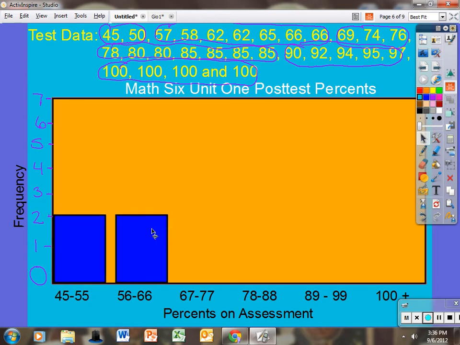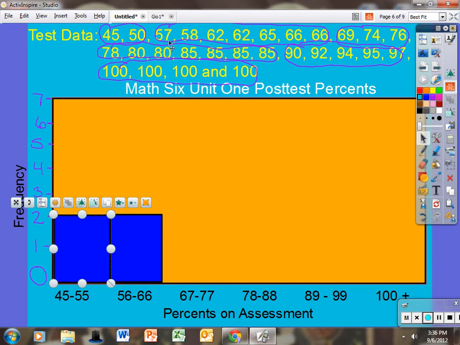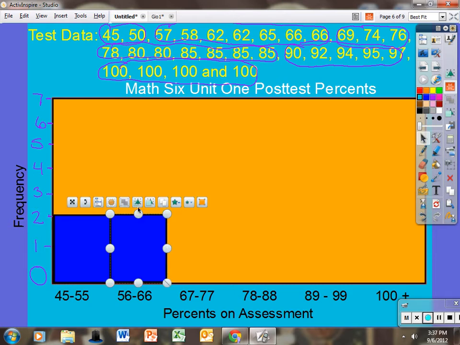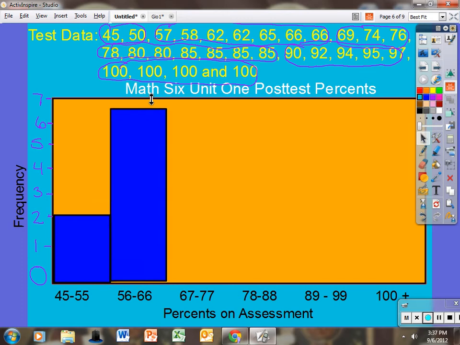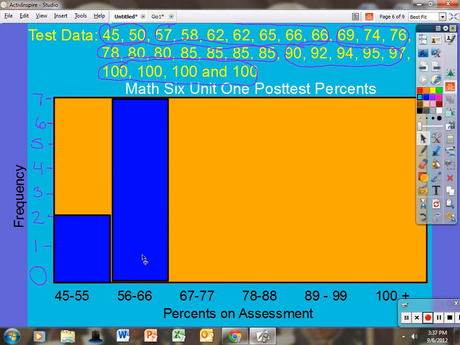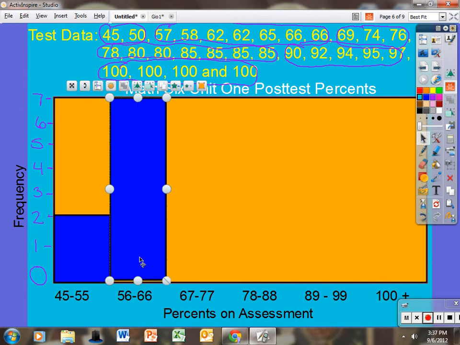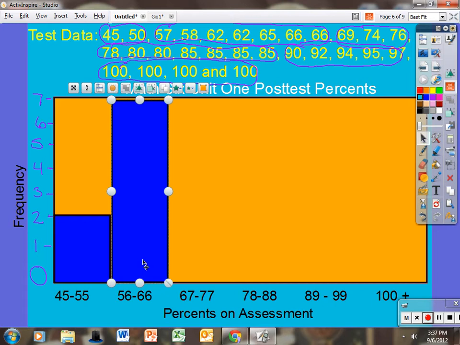Okay, how many people scored between a 56 and a 66? Let's go back to our data. 1, 2, 3, 4, 5, 6, 7. So this must stretch all the way up to what? 7, because that score happened 7 times. Okay. I'll change a color. Usually I don't do this, but just so it stands out a little bit more.